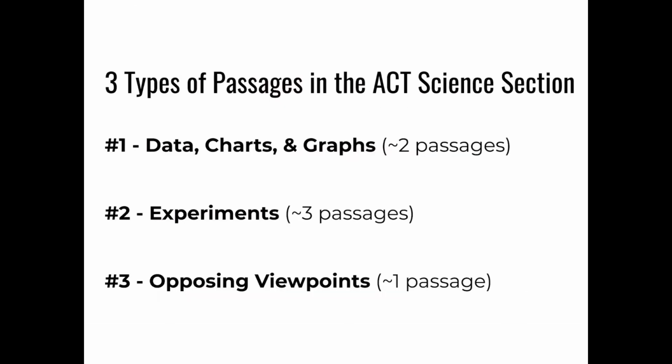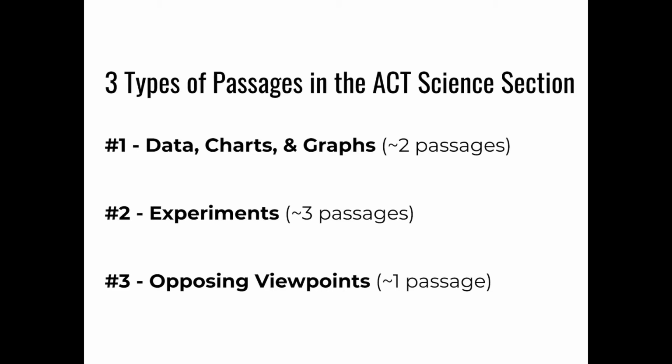There are three main types of passages in the ACT science section, and the section has about 6 to 7 passages that vary across these three categories. Number one, we have data, charts, and graphs, and this typically takes up about 2 passages. The main focus of this type of passage is data representation. They don't give you too much textual information, and they really want to see if you can take these figures and comprehend what they're asking for.